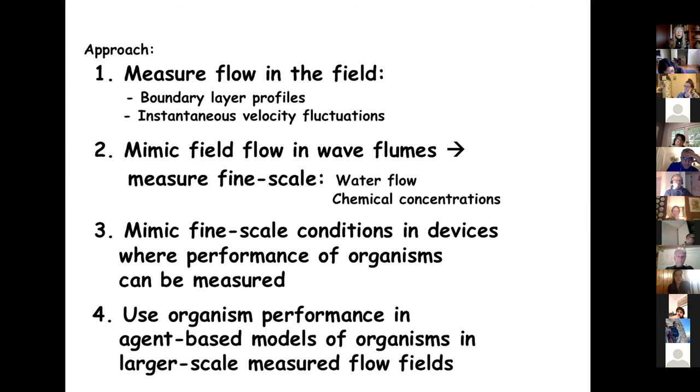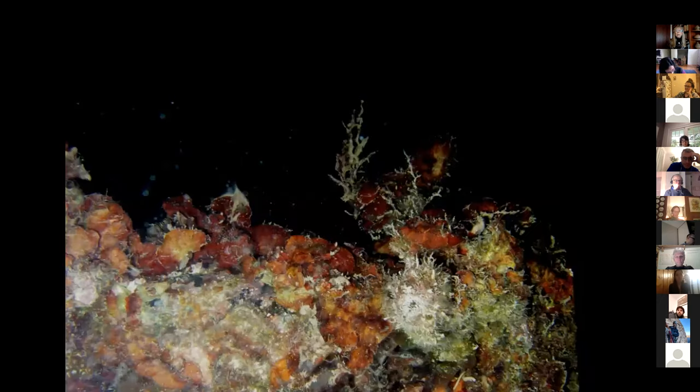And then after doing all that, we want to take the organism performance or function that we've measured and plug that into agent-based models of the organisms in larger scale flow fields measured in the field. So that's the series of steps. And what I want to do is show you just some examples of the kinds of things we can do on these various steps with some examples from my work.